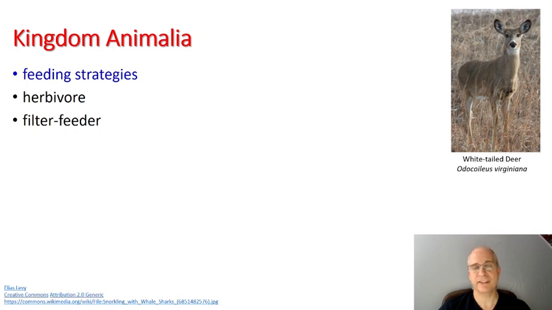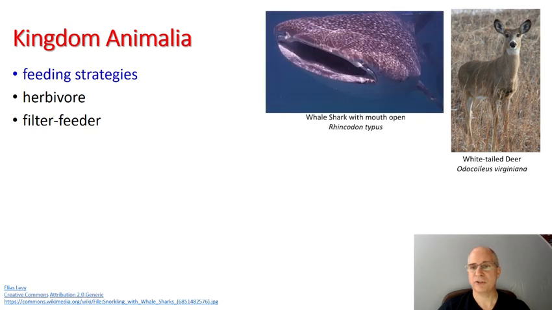Some animals are filter feeders, and we can have really, really small filter feeders, very small animals floating around in the water column that are filtering stuff out of the water, up to the very biggest organism on Earth, the whale shark, which when it opens its mouth is going to be straining plankton and small shrimp-like animals called krill. They are also filter feeders.